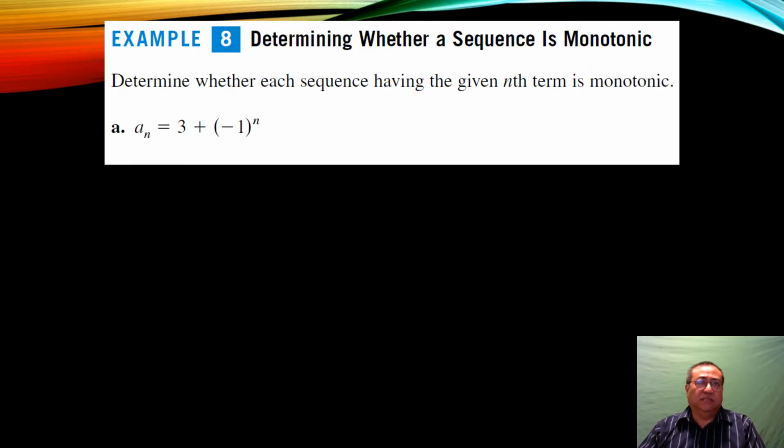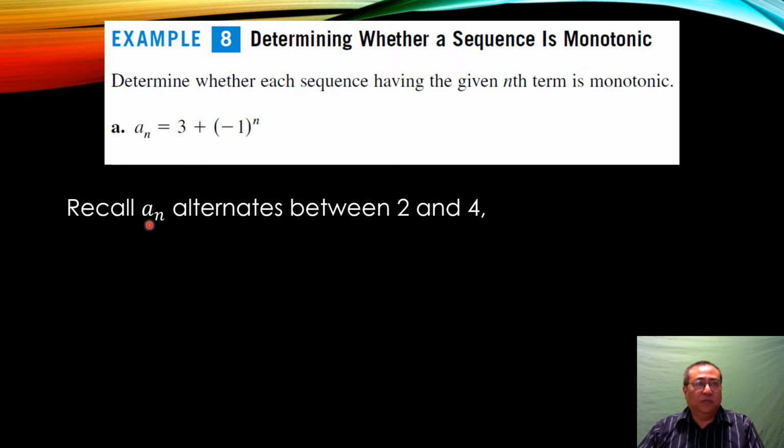All right, let's look at this. Determine whether each sequence having the given nth term is monotonic. Is this monotonic? Well, recall that a sub n, you've seen this before, alternates between 2 and 4.